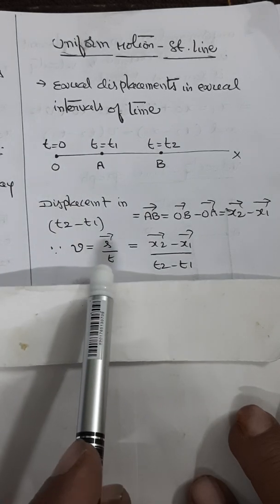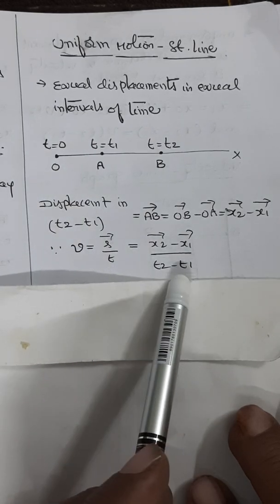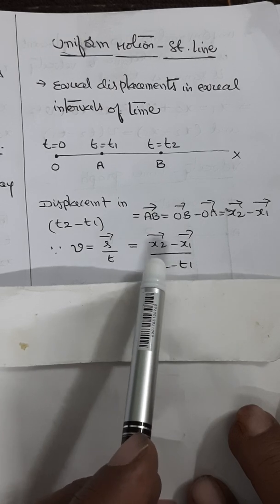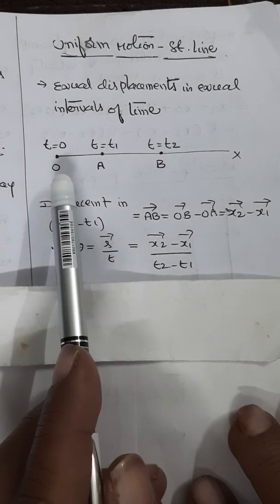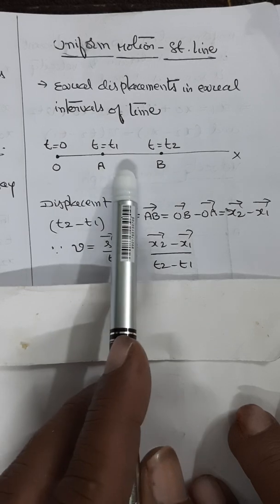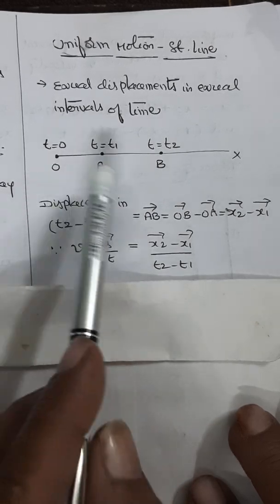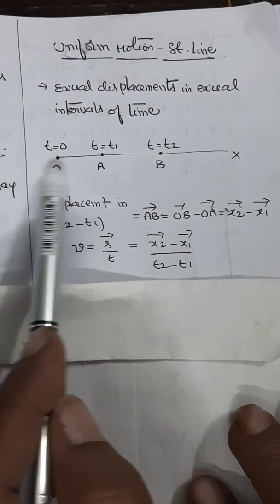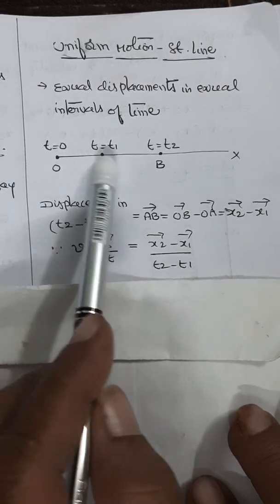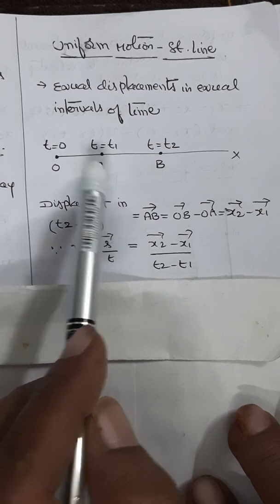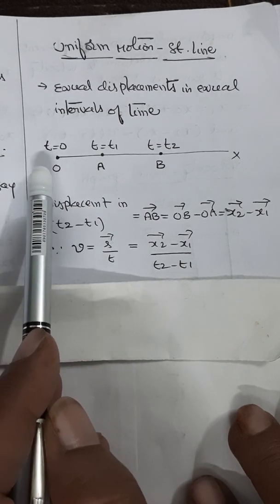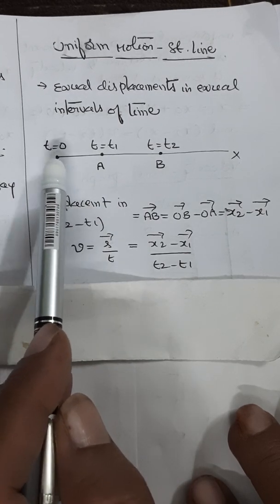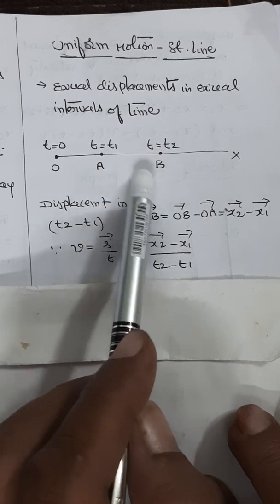The velocity of an object is taken to be positive if the object is moving towards the right of the origin and is taken to be negative if the object is moving towards the left of the origin. So whatever origin you have selected, if it is moving to the left side, then the velocity is to be taken as negative. If it is moving to the right side, it is to be taken as positive.